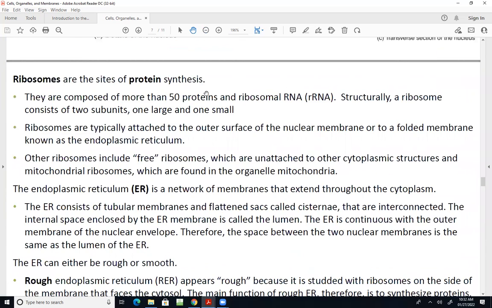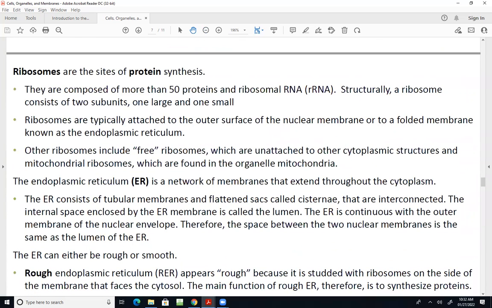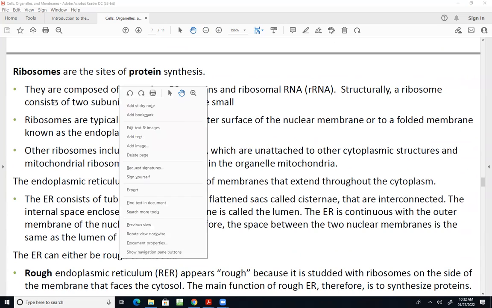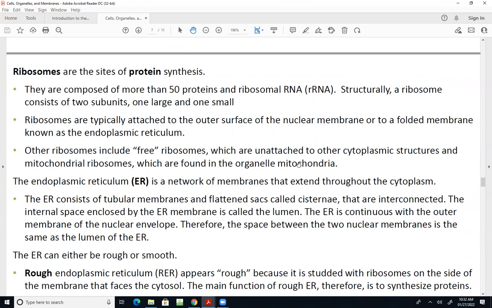Okay, ribosomes are the sites of protein synthesis. If you don't know what the word synthesis means, it just means like creation, formation, building, whatever. So in other words, ribosomes are the protein factories of our cell. Very tiny little organelles, but they're very complex, structurally made up of more than 50 proteins. Another type of RNA, not the mRNA that I just mentioned, but ribosomal RNA, or rRNA for short. There's two subunits that make them up, one large and one small.